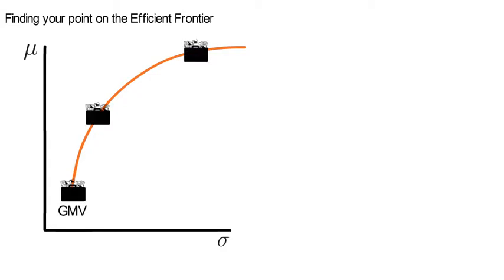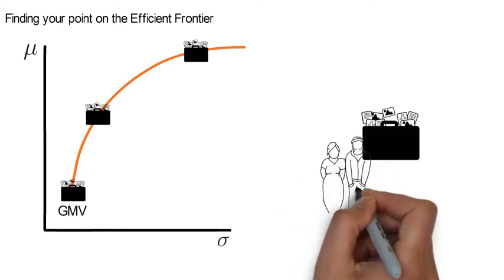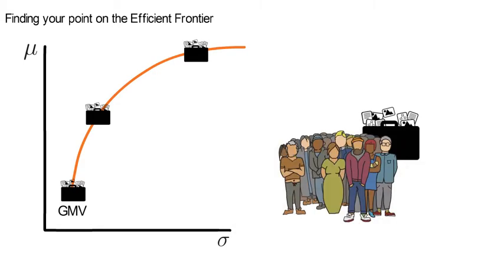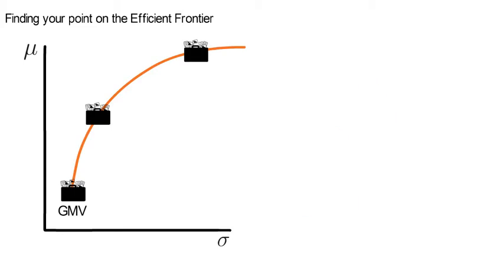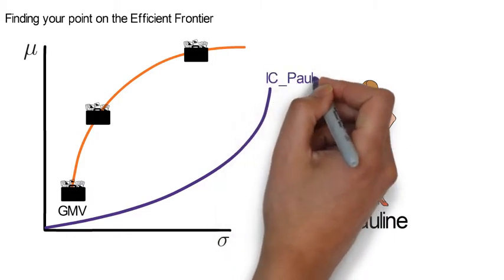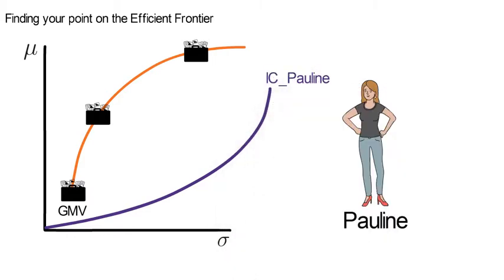A natural question to ask is which efficient portfolio would an employee of Daimler like to hold? So let's start with Pauline. Pauline had a modest risk aversion, which results in an upward sloping convex indifference curve.